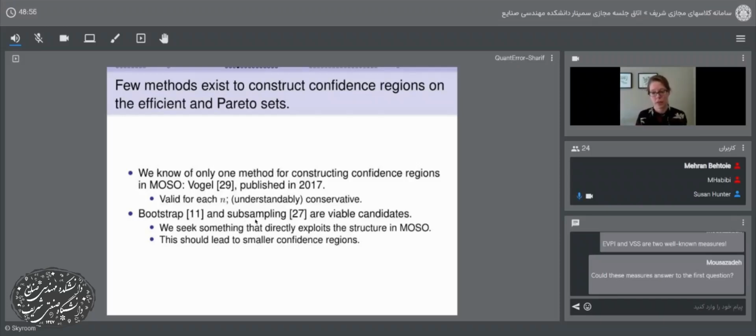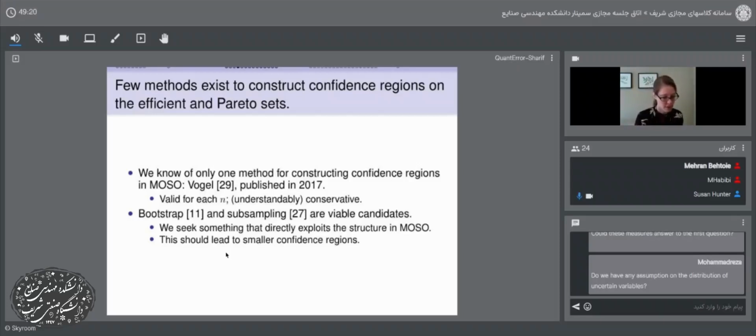Bootstrap and subsampling are also viable candidates for doing this. What we're going to do is look for something that directly exploits the structure in a MOSO problem. These two methods are quite general. In exploiting structure, we hope it leads us to smaller confidence regions than if we did not exploit such structure.